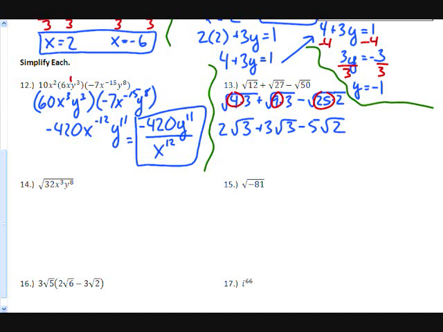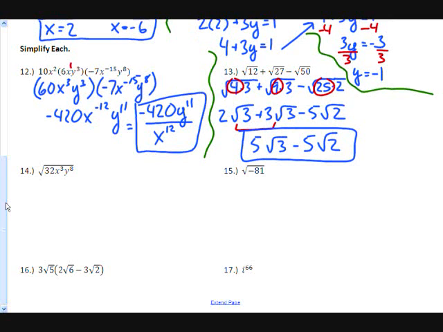And now when I look, I have two values that have the exact same radical symbol with the same radicand, the same number underneath. And that's these first two. So I can combine these values, which gives me a 5 root 3. And then I can't do anything with the minus 5 root 2. So that's it. Okay, I combine the like radical terms.